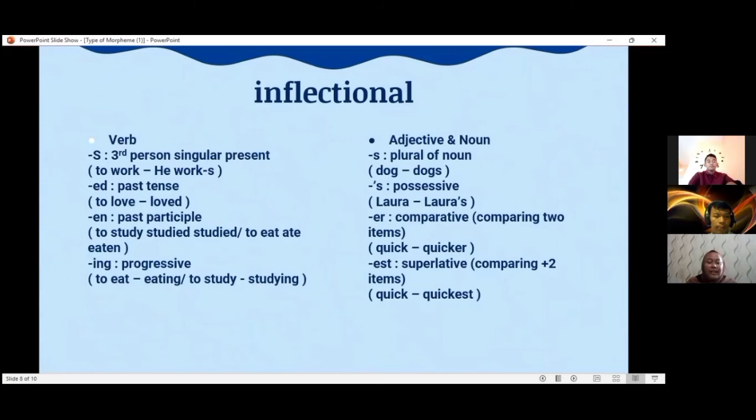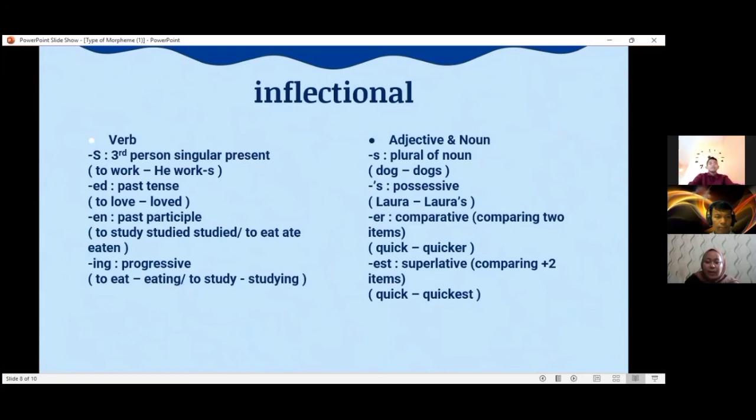Number four is the suffix ing. The suffix ing functions in the marking of the present participle, the gerund, and the continuous aspect. For example, to eat becomes eating, or to study becomes studying. Then adjective and noun. The suffix s functions in the marking of the plural of noun. For example, dog becomes dogs.